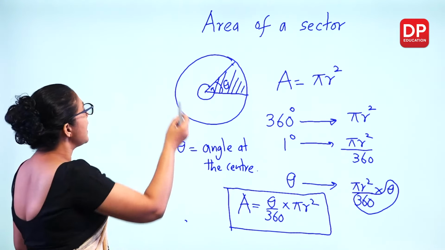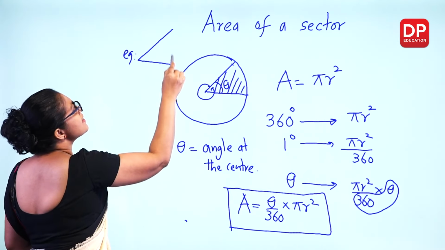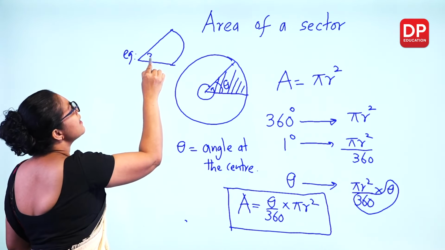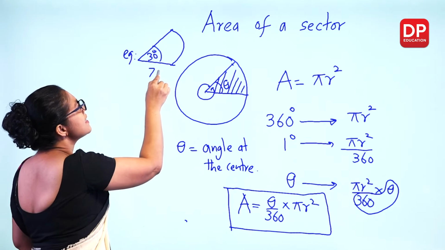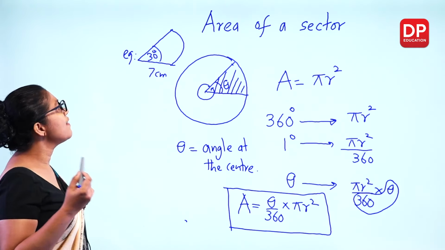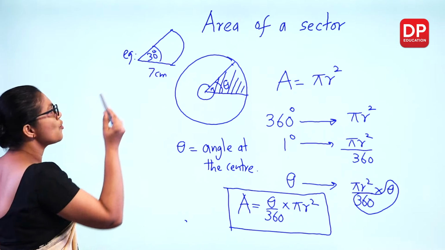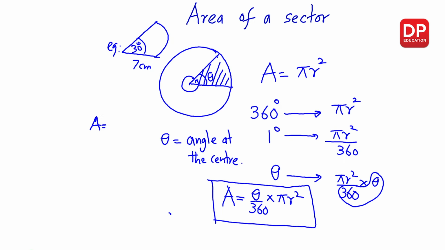So we'll take an example. You are given a sector like this, the angle is 30 degrees and the radius is 7 centimeters. So here the radius is given as 7 and the angle at the center is 30. So we can apply the formula. What's the area of the sector? Angle is 30 divided by 360 into pi. Pi is 22 over 7, into radius 7 into 7.